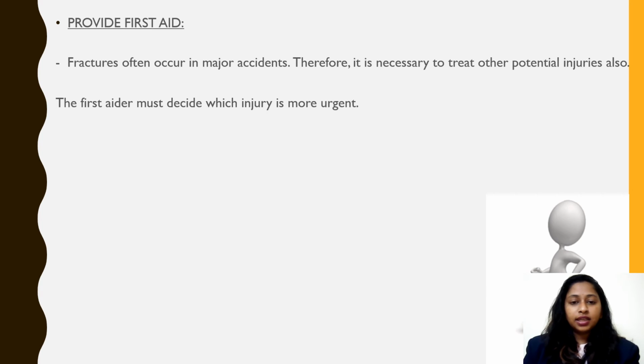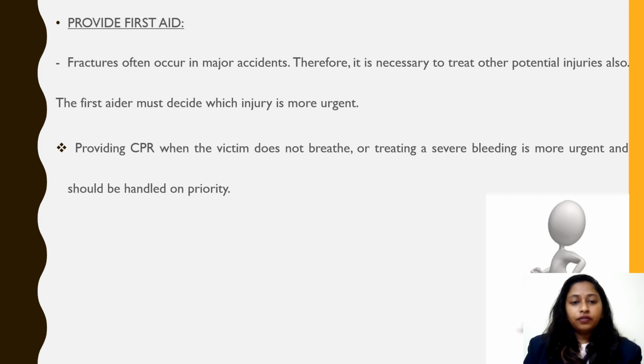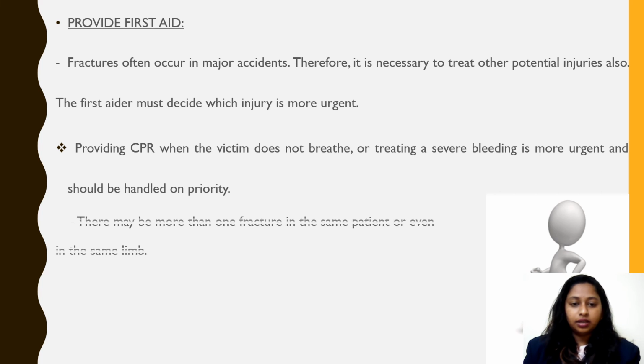So fractures we can see in major accidents. First and foremost, the life-threatening injuries should be treated first. If you feel the patient is not breathing, or you can't feel the pulse, you have to provide CPR immediately. And if there is a fracture, you can see it in one or more spots in that particular limb. If it is a hand, you can see multiple fractures in the same limb. So make sure you are very sure about the areas of fracture and you are not moving it deliberately, so that it does not get worse.